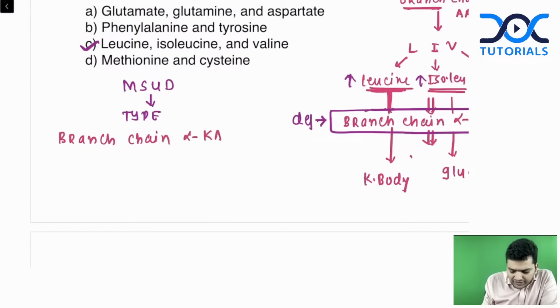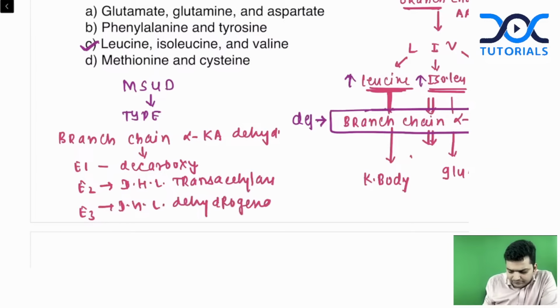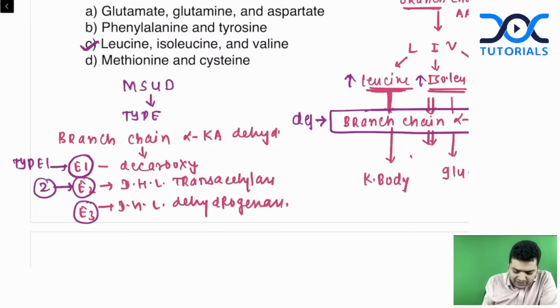alpha keto acid dehydrogenase. It is made up of three subunits of enzyme: E1, E2, E3. The name of E1 is decarboxylase. E2 is dihydrolipoyl transacylase, and E3 is dihydrolipoyl dehydrogenase. These are the three. So if there is a deficiency of the E1 component of this enzyme, it is called type 1 maple syrup urine disease. If the deficiency is of E2, it's called type 2. If there is deficiency of E3, it's called type 3. So we have three types of maple syrup urine disease.